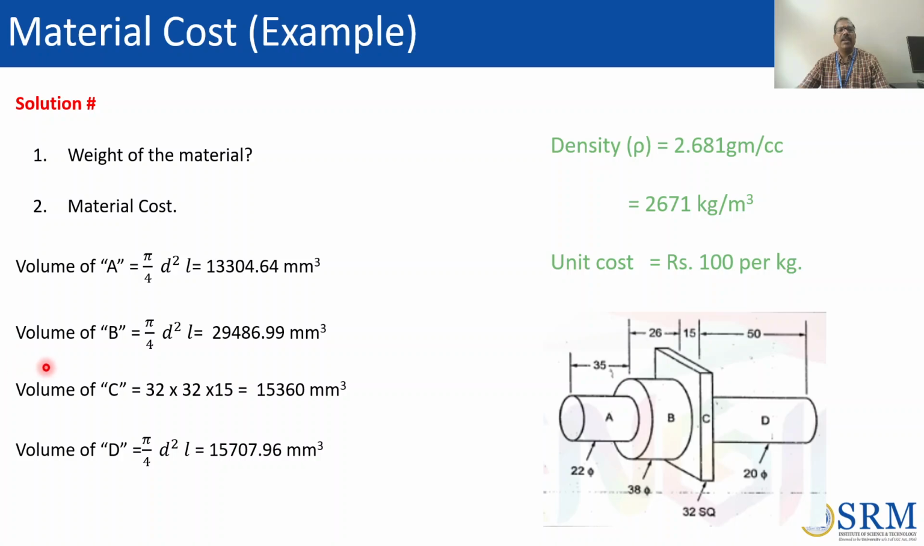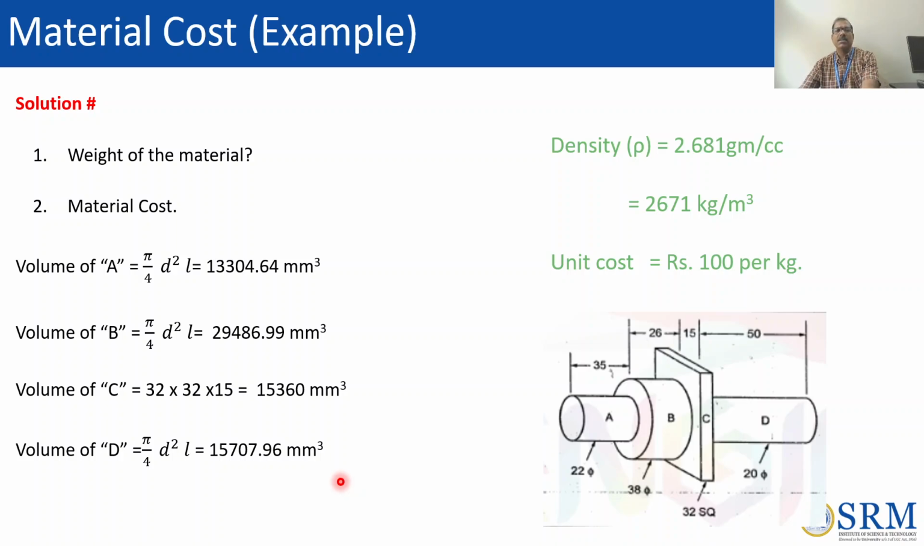So volume A, volume B, volume C, volume D. Here we use pi by 4 d squared L, where D is the diameter and L is the length. Similarly for volume B and volume D. But volume C is a square, so 32 by 32 into the thickness of 15. 32 by 32 into 15 millimeter gives us the volume.